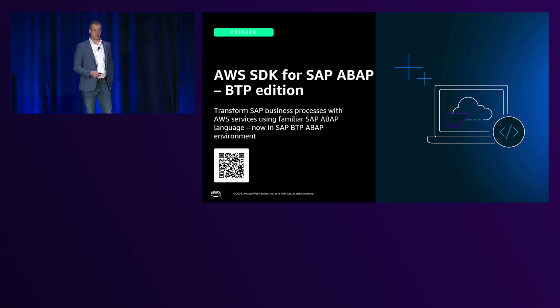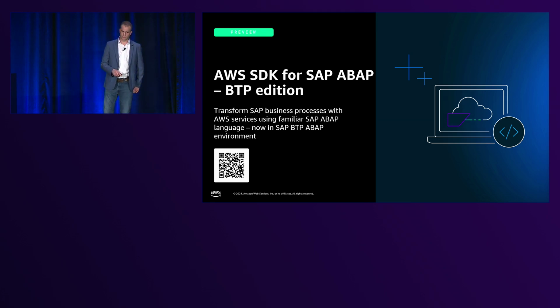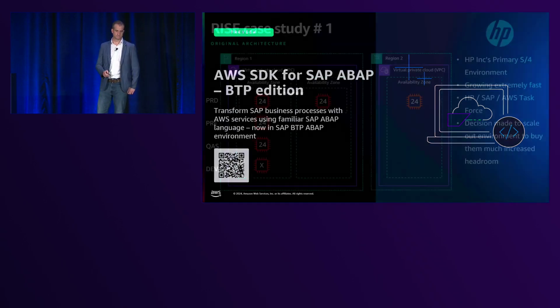There's also now the SDK available for BTP. There's a QR code here; you can go and check that out. As the name implies, this is the SDK for the SAP BTP ABAP environment, and again, it makes it easy to incorporate AWS services into your BTP solutions. Crucially, this allows you to create SAP extensions and standalone applications while keeping your ERP core clean.